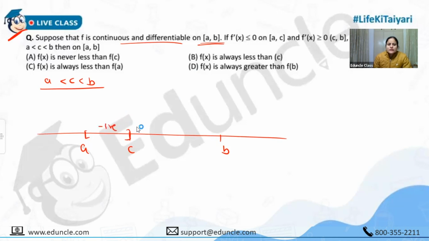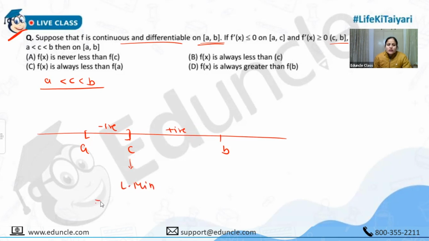And in the interval C to B, first derivative is positive. Clear? So at the point C, the sign of derivative changes. The derivative changes its sign from negative to positive, that means C is a point of local minima.